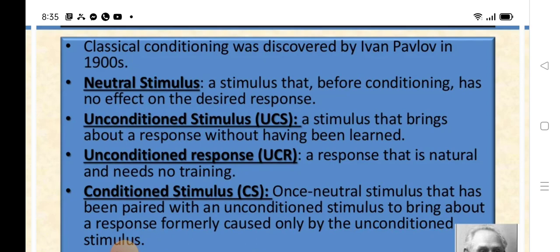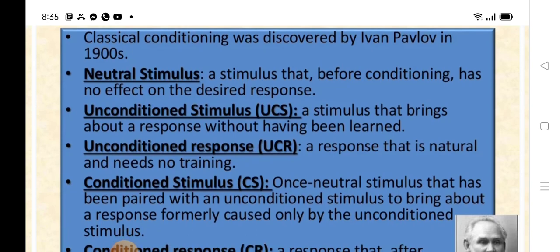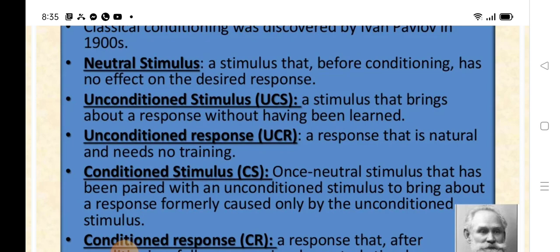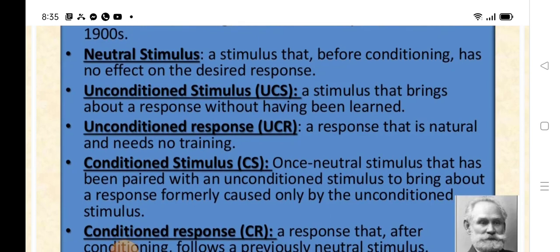Unconditioned stimulus: a stimulus that brings about a response without having been learned. So if I show my dog the meat or any kind of food, my dog will salivate, of course, for the food. Unconditioned response: a response that is natural and needs no training, so the response of salivation.